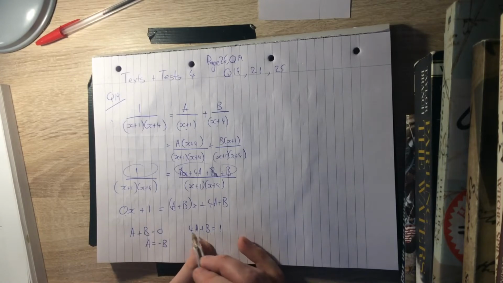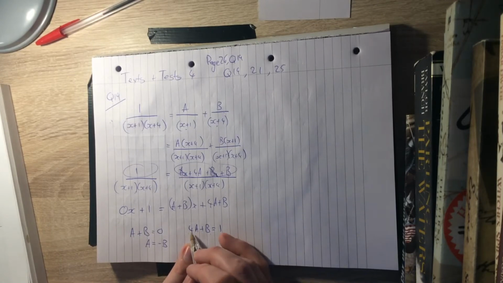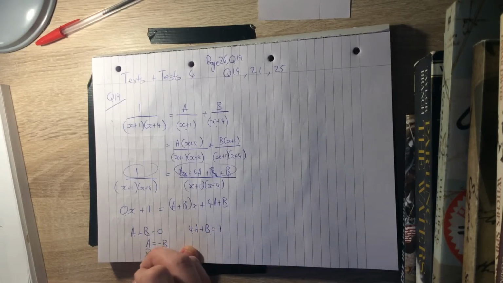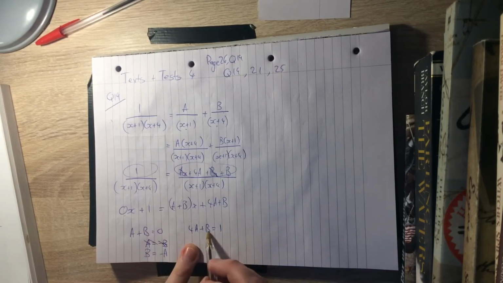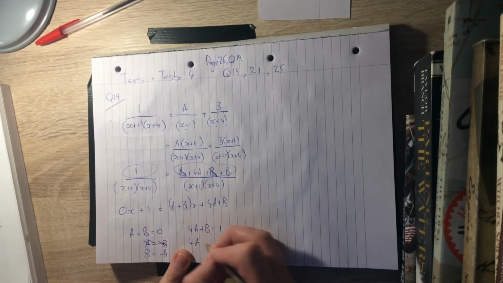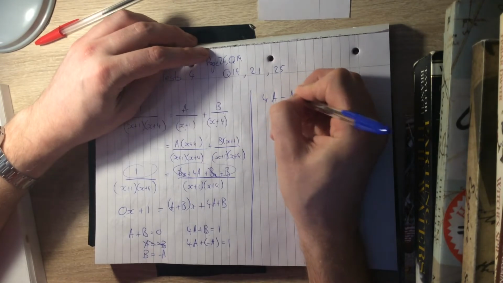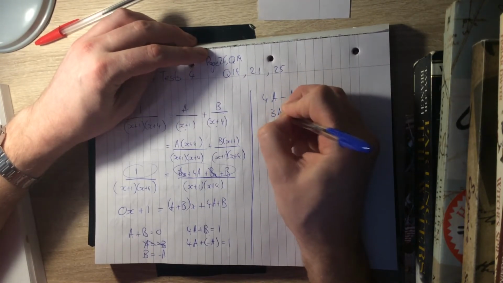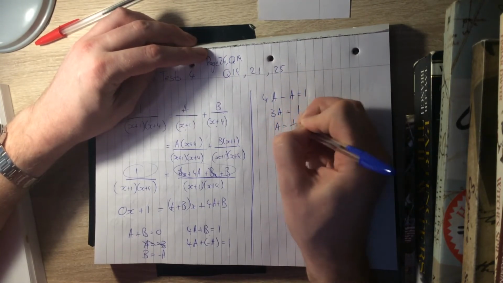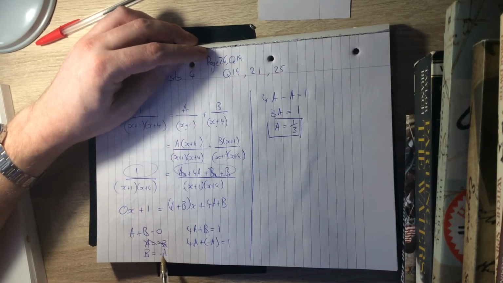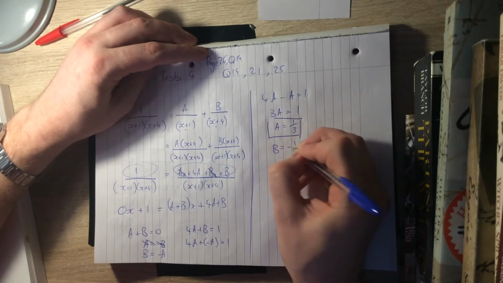So working on that, a is negative b, or that could also say b is negative a, which is how I'm going to work with this. So instead of b, I'm going to say 4a plus negative a equals 1. That's 4a take a is 1, 3a is 1, and a is 1/3. And because we know that b is negative a, we can say b is negative 1/3.